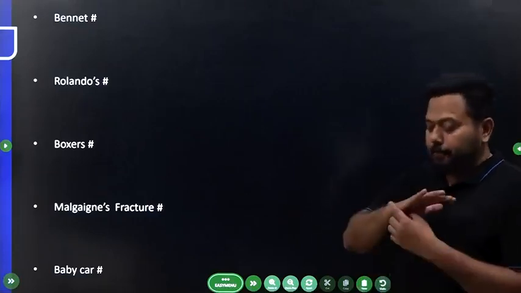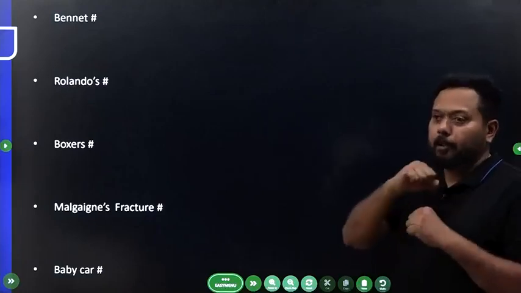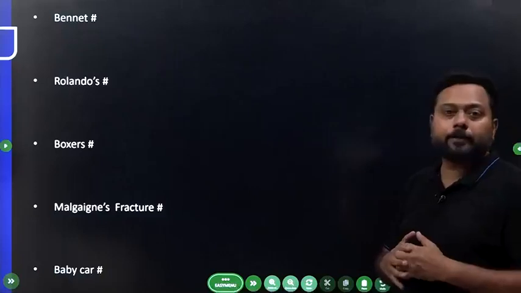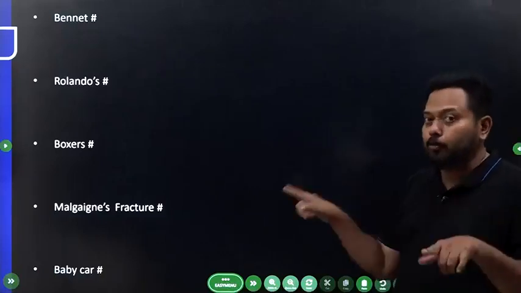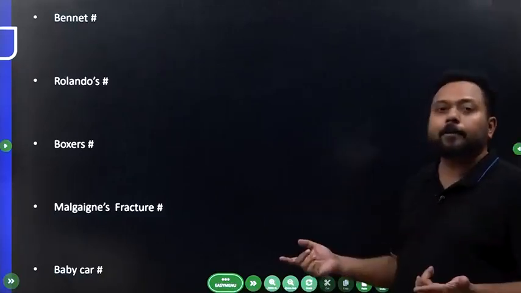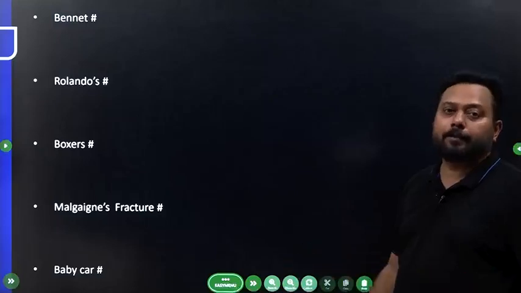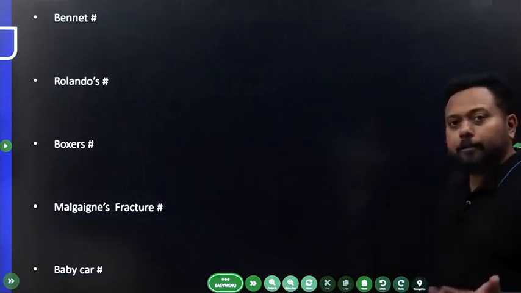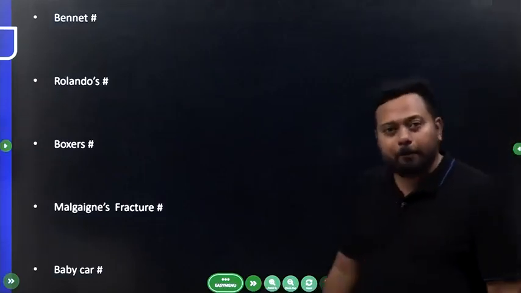Boxer's fracture is a fracture of the shaft of the fifth metacarpal. Malgaigne fracture is nothing but supracondylar fracture. Baby car fracture is a shattered elbow in a child. Okay, so this completes, to some extent, the named fractures of the upper limb.